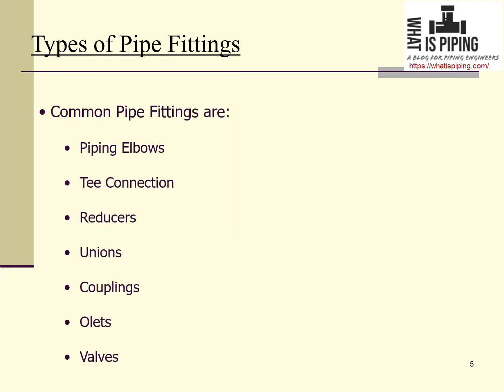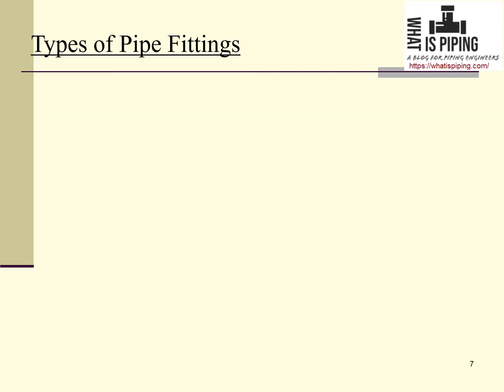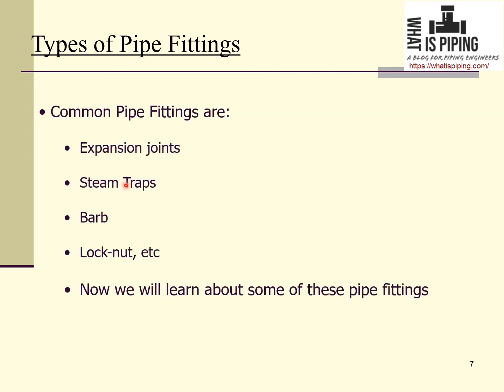Now we will see examples of common pipe fittings that are widely used in the piping industry. These are piping elbows, piping T connection, piping reducers, unions, couplings, olets, valves, flanges, adapters, cross, wye, cap, plug, long radius bends, expansion joints, steam traps, barb, lock nut, etc. Now in the next slides we will learn about these pipe fittings in short.